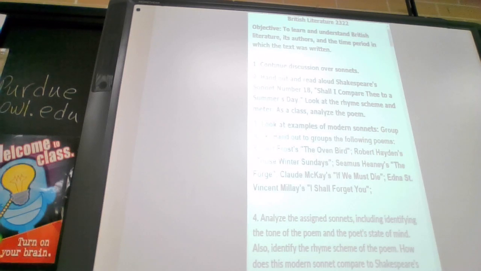There's 14 lines, so you have 3 quatrains. Okay, so there's 12 lines right there. And then a couplet at the end, which is always a couplet, 2 lines, and they rhyme. So it's A, B, A, B, C, D, C, D, E, F, E, F, and then G, G. I got C and D. Yeah, the alphabet. So when we look at this, you will see that that is the exact rhyme scheme that Shakespeare used in this poem.